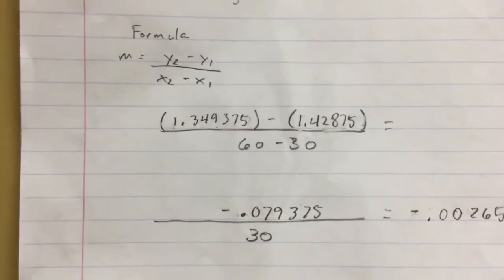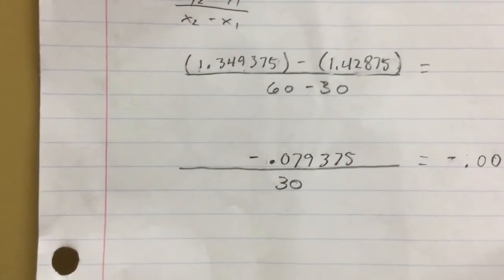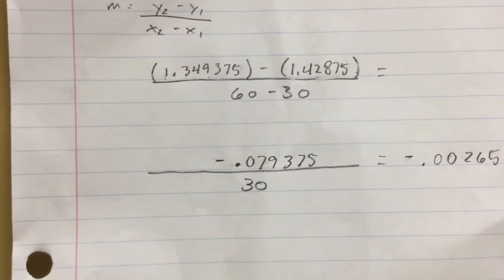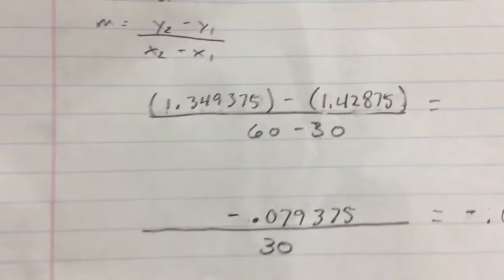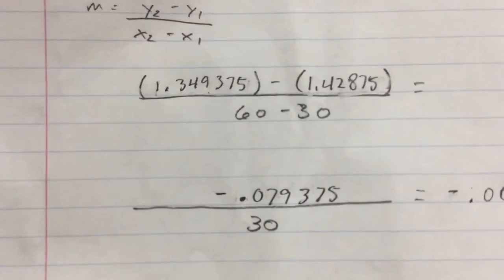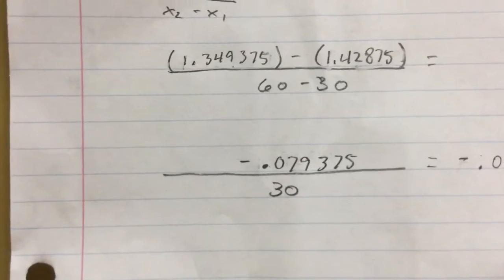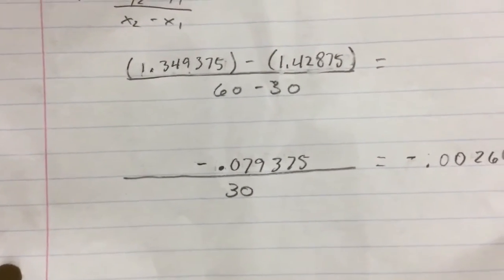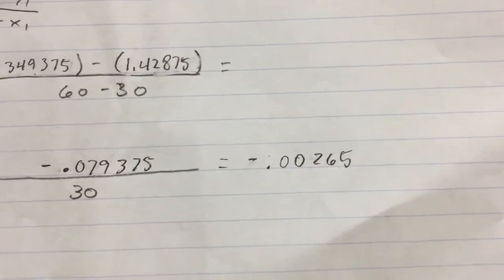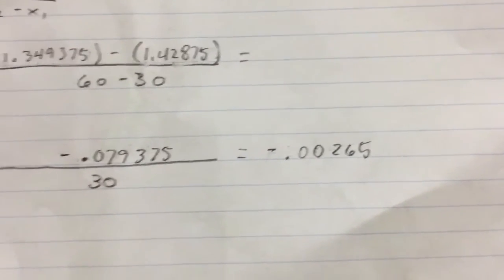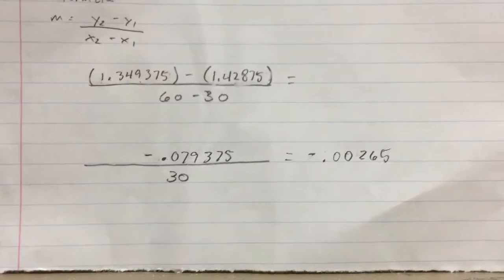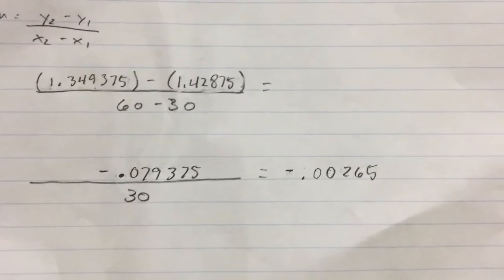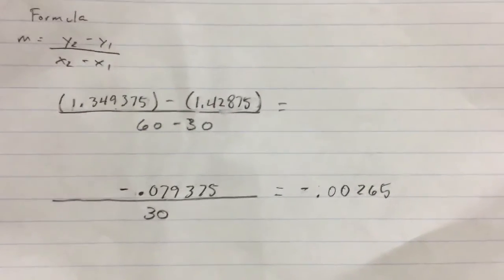And then when you subtract the top values, you get negative 0.079375. And when you subtract the bottom two x values, you get 30 seconds. And then when you plug that into the calculator, you should be getting negative 0.00265. We had to repeat this step 11 times in order to get our data on the next slide.